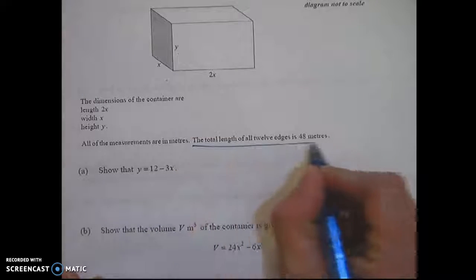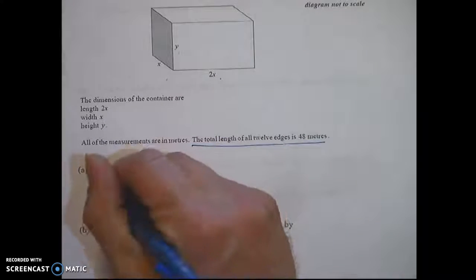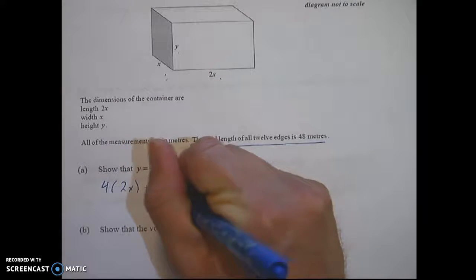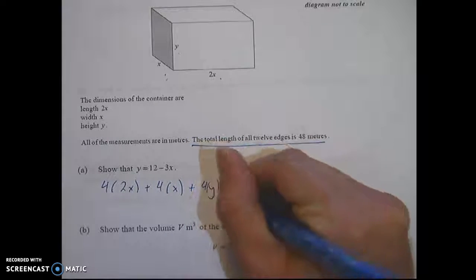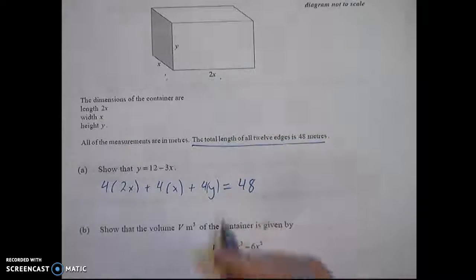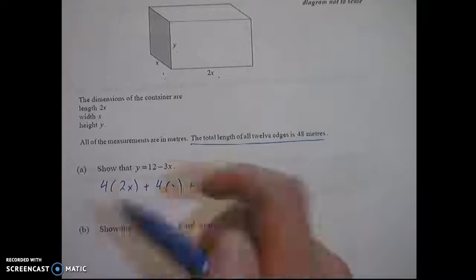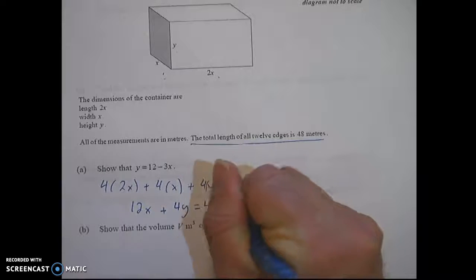The key piece of information is right here. The total of all 12 edges is 48 meters. What I can do with that information is I can say, all right, how many edges do I have? I've got 4 of those 2x's. I've got 4 of the x's. And I've got 4 of the y's. And I happen to know when I add those all together that it equals 48. I'm going to go ahead and solve this equation for y. I've got 8 x's here and 4 there. So that's 12x plus 4y equals 48.